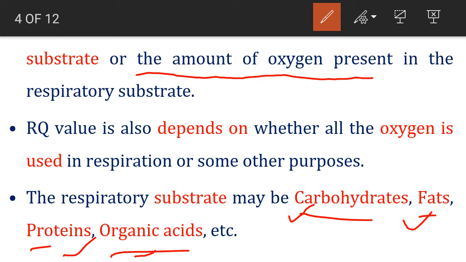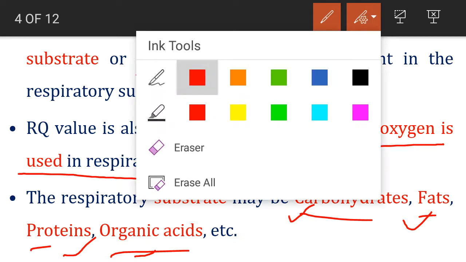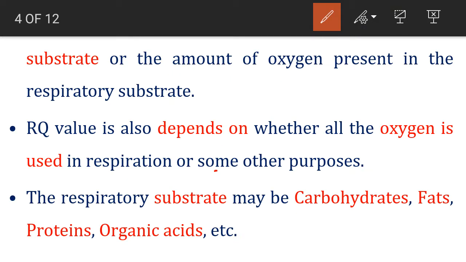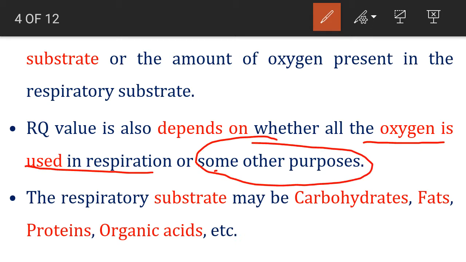It also depends upon the involvement of oxygen in actual respiration or in other purposes. The oxygen taken up by plants or animals can be consumed in respiration or in other processes, but we calculate the respiratory quotient only against the oxygen used in respiration.